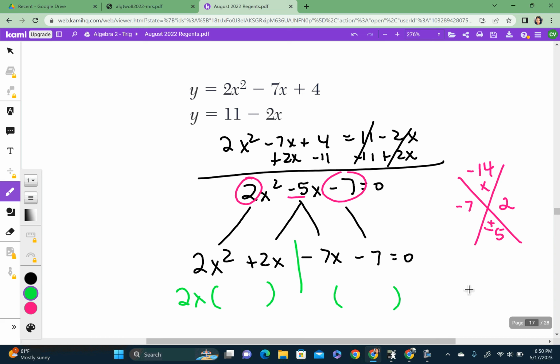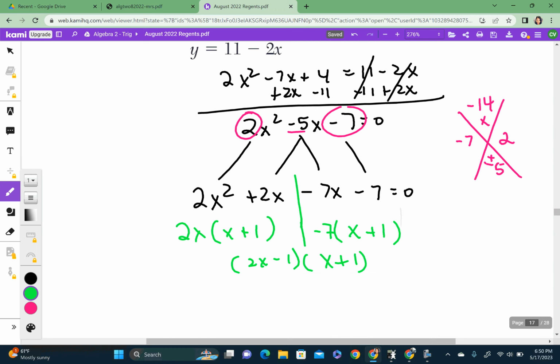So 2x is our greatest common factor. I'm left with x plus 1. Here, x plus 1 goes in the bubble. So to make that true, I multiply by -7. And then I rewrite the x plus 1 once, right? And whatever's left goes in the other bubble. So I have 2x minus 1 in the other bubble.